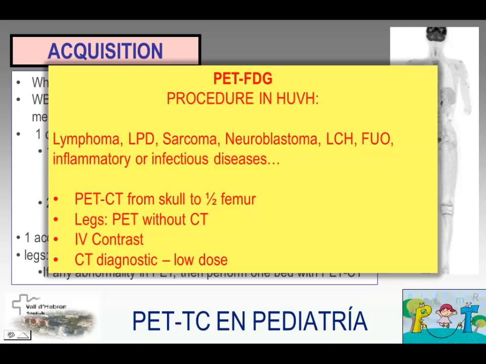This is the summary of the procedure that we use in my department. In case of lymphoma, lymphoproliferative disorder, sarcoma, neuroblastoma, histiocytosis, fever of unknown origin, inflammatory or infectious diseases, we perform a PET-CT from skull to the half of the femur, and the legs, PET without CT. We administer intravenous contrast, and we perform a diagnostic CT, but with a low dose.